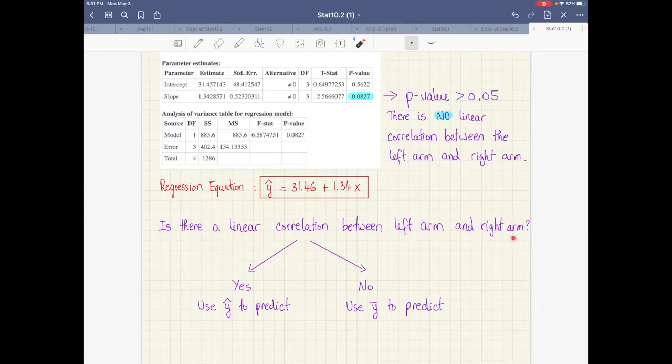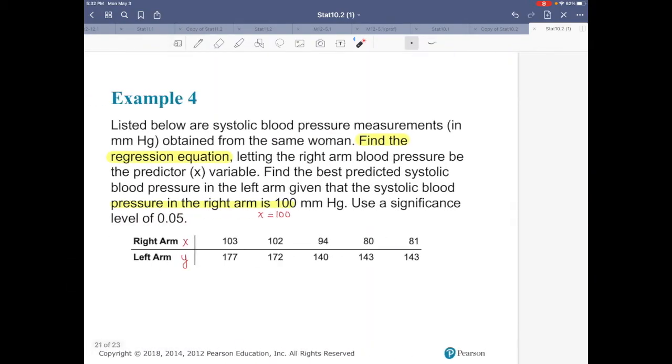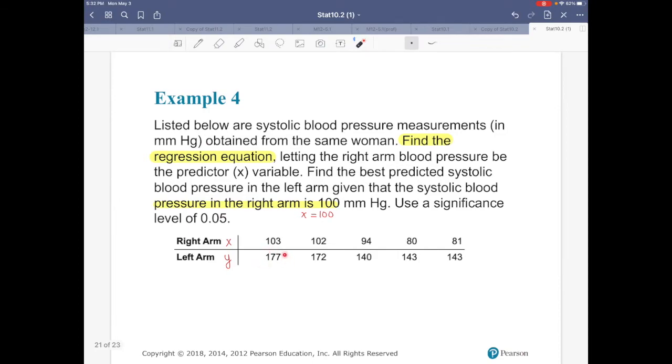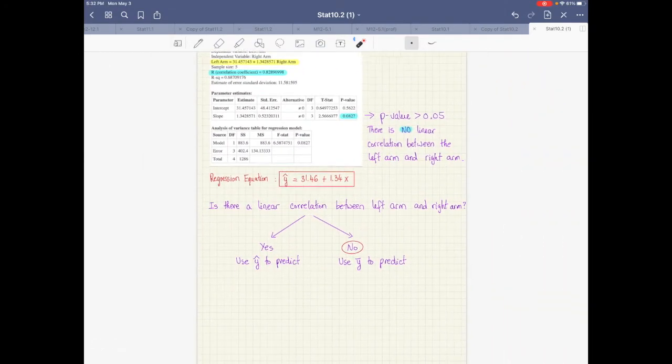So to answer this question, is there a linear correlation between left arm and right arm? No. That means I cannot use this y hat to predict my y value. I have to use y bar. Now, how do I find y bar? Remember, my y values are 177, 172, 140, 143, 143. To find y bar, I add all of them up and divide by 5.